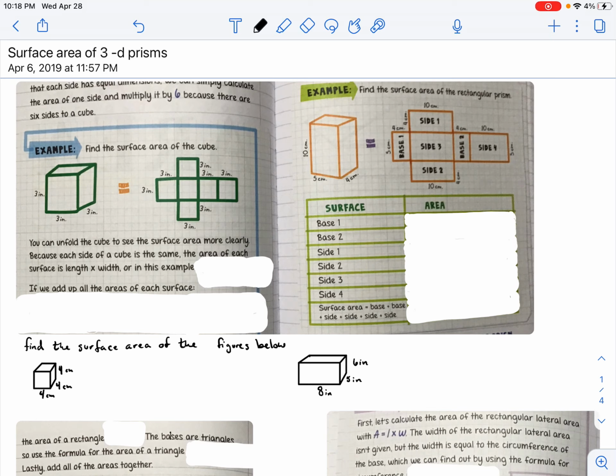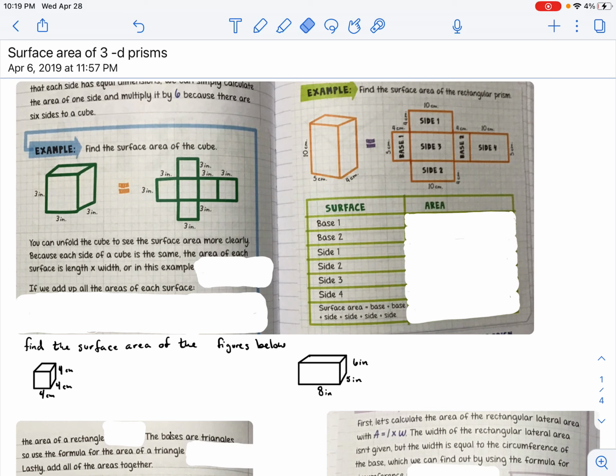So when you take that net and fold it out, you're going to get 6 squares that are all the same size. They're all 3 by 3. So now that we know that we have 6 squares, we can just find the surface area of one square and then multiply it by 6. So anytime you have a cube, you can just go 6 times the surface area of one of those squares.